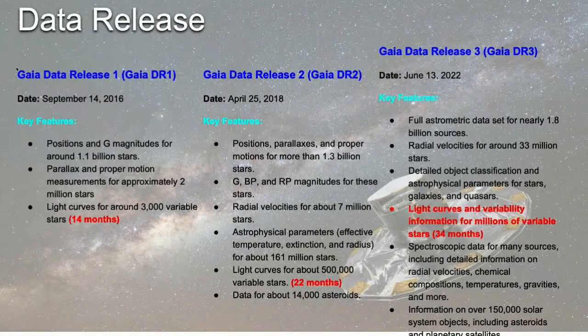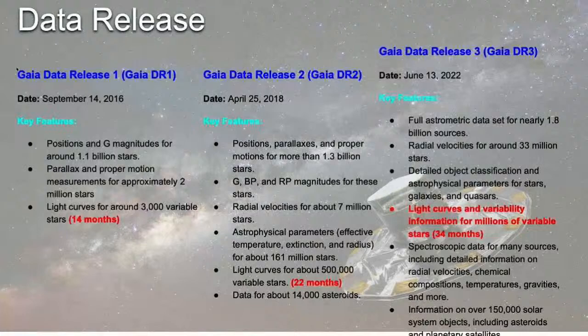Gaia has public data releases and one early release. The first release published around 3,000 variable stars, from four months of data. In year two, they published about 500,000 variable stars, with 22 months of data.